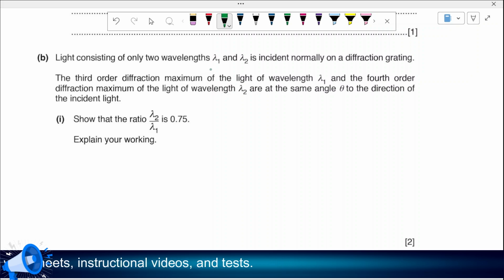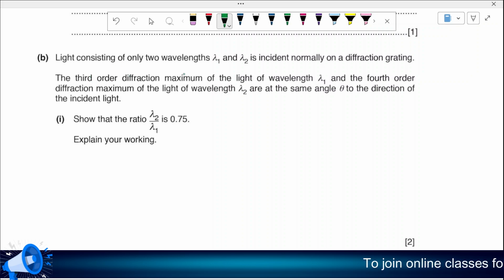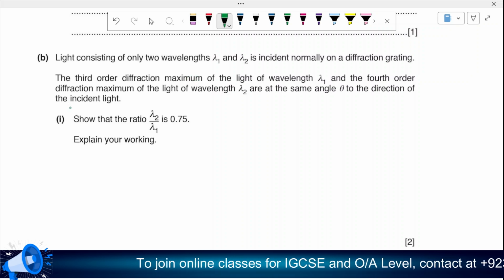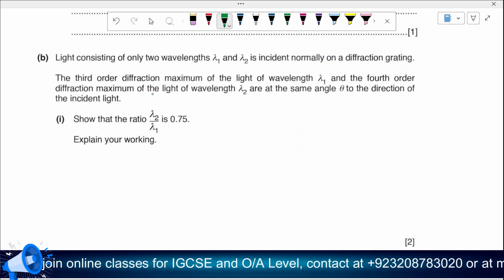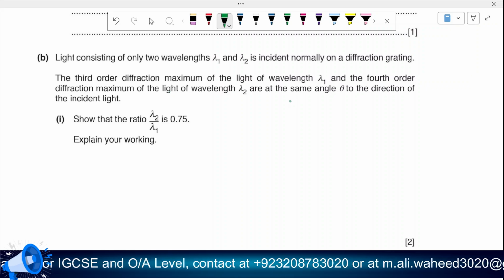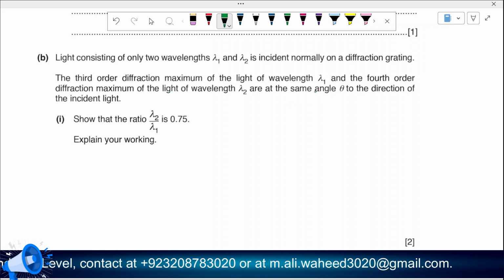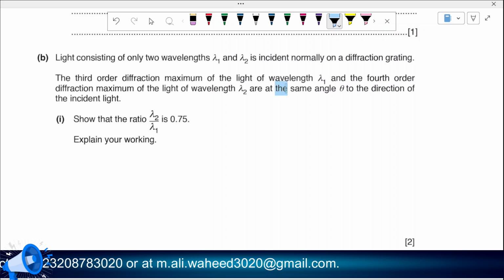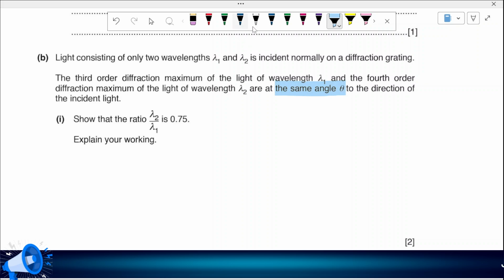Light consisting of two wavelengths, lambda 1 and lambda 2, is incident normally on a diffraction grating. The third order diffraction maximum of wavelength lambda 1 and the fourth order diffraction maximum of the wavelength lambda 2 are at the same angle theta to the direction of the incident light. So this is something that joins the two waves. They are saying they are diffracted at the same angle. The angle is the same. So let me write down the expression from the first sentence.